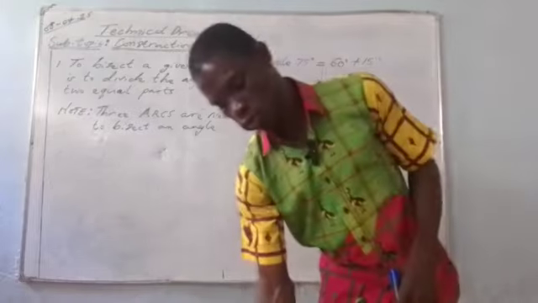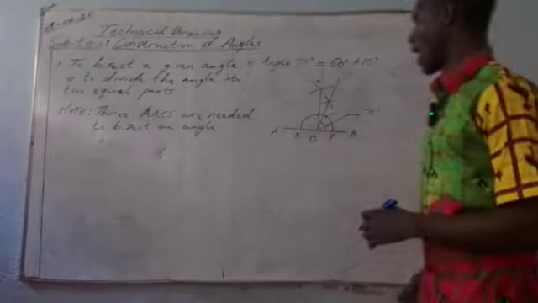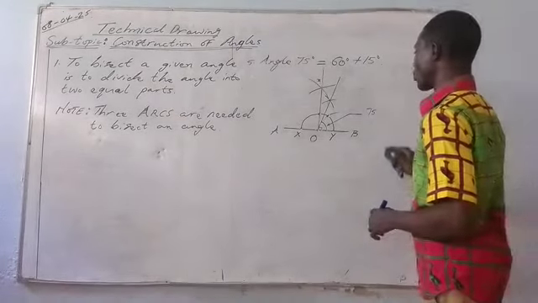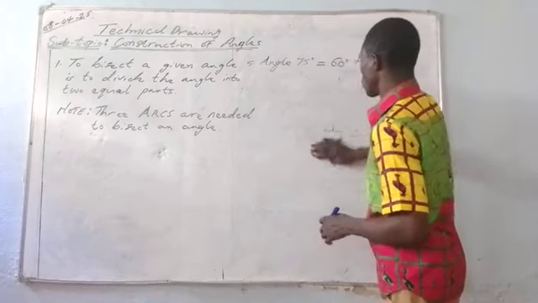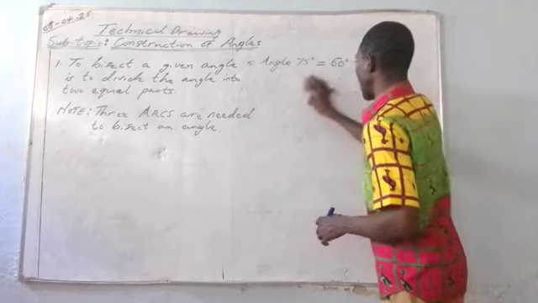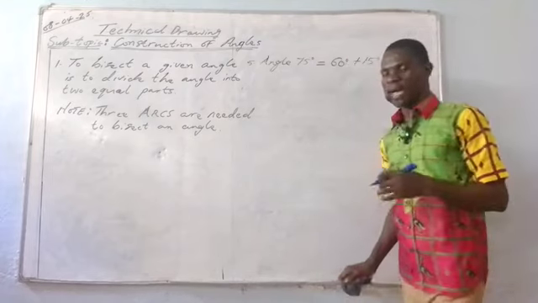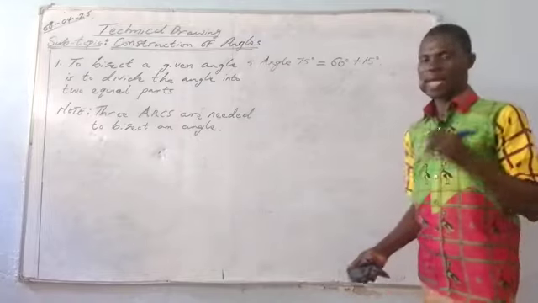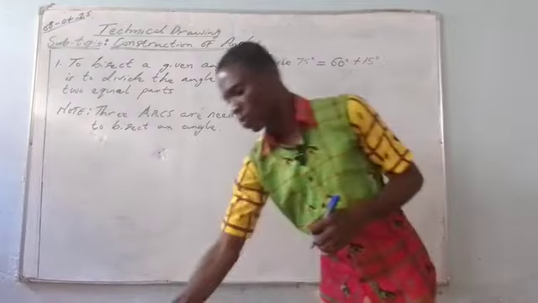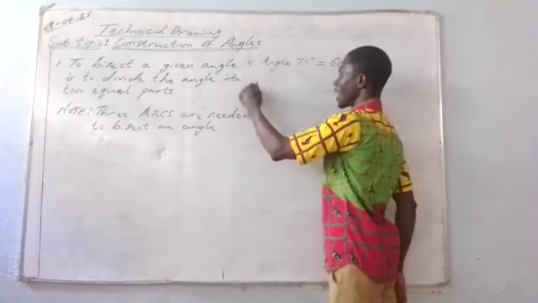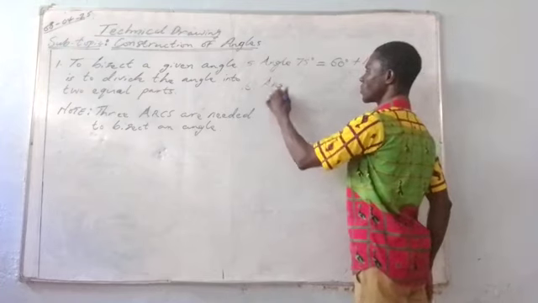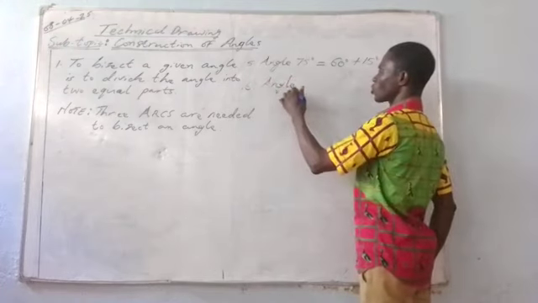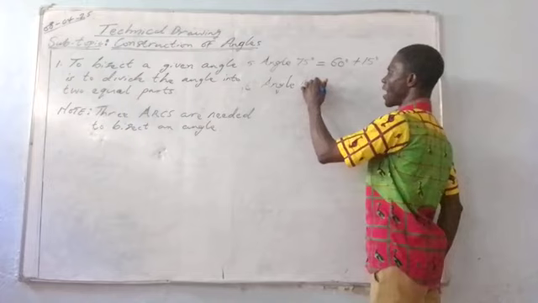We are not done. I want us to also look at how we can draw angle 105 degrees. I will quickly explain that. I'm not going to do the construction, but I will quickly explain how you can get angle 105 degrees. That will be number 6, the 6th angle that we are going to construct.